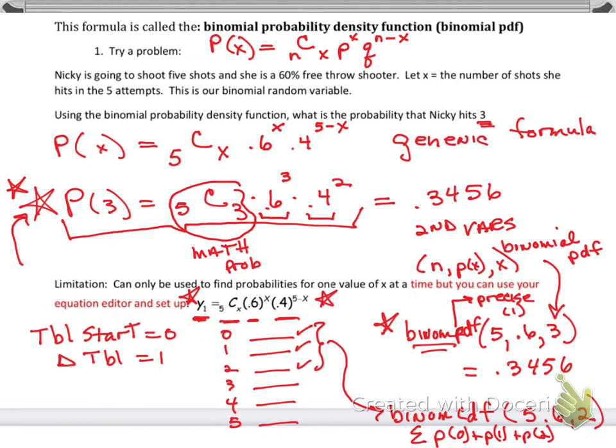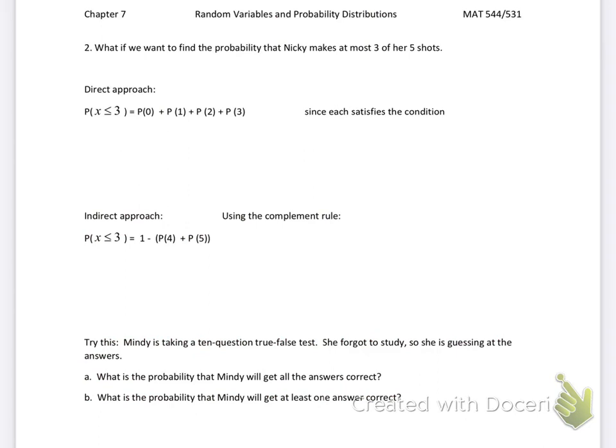Oh, and I should tell you what I got for these. So I'll fill these in for you. For 0, I got 0.01. For 1, I got 0.08. For 2, I got 0.23. For 3, I got 0.35. For 4, I got 0.26. And for 5, I got 0.08. Notice that they sum to 1, which is what I want. And as I said, you can get this by using your equation editor and then reading this from the table. Okay, let's go on to the next page.